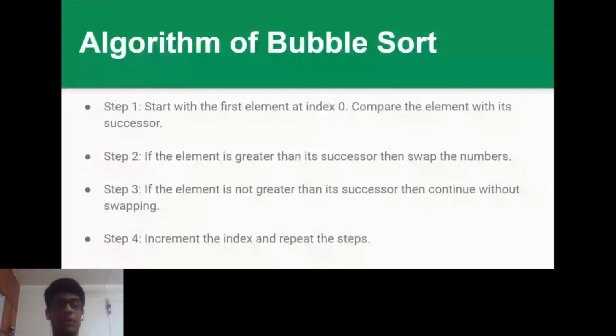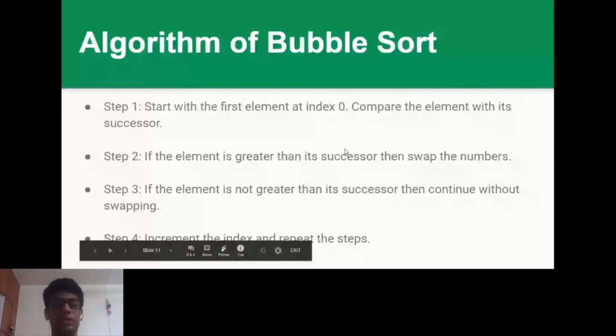Step 3. Now, if the element is not greater than its successor, then continue without swapping. Now, अगर element 1 वो अगर greater है 0 से, then it will just continue. It won't interchange. Step 4, increment the index and repeat these steps. So we have to just repeat these steps again and again. So algorithm समझ में आया है क्या सबको?